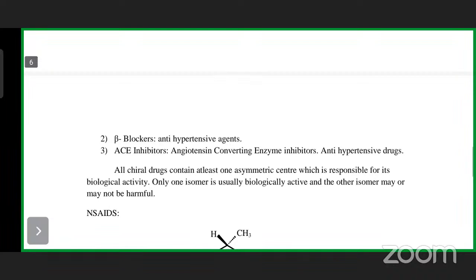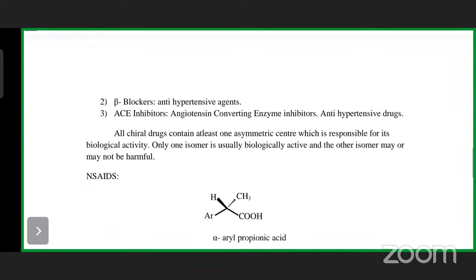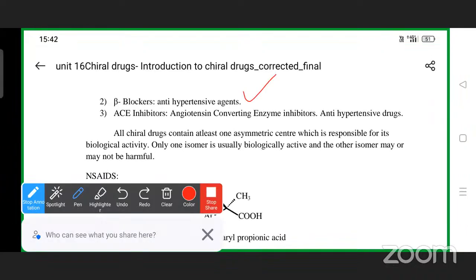We have so many examples like propranolol, atenolol, okay, captopril. Those are the antihypertensive drugs. And the next one is the ACE inhibitor. Right? Here the beta blocker means it is blocking the receptor's active site.